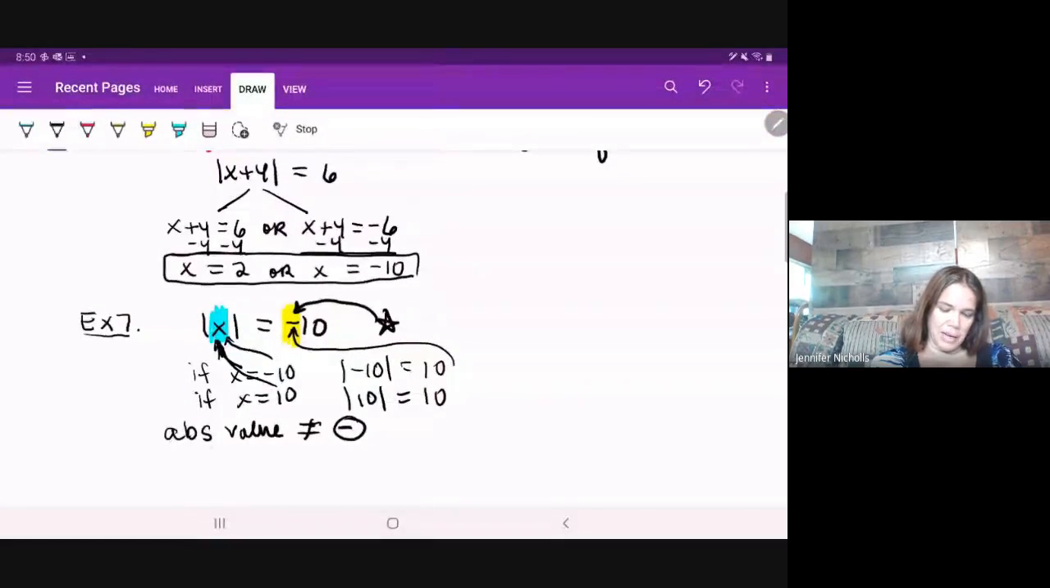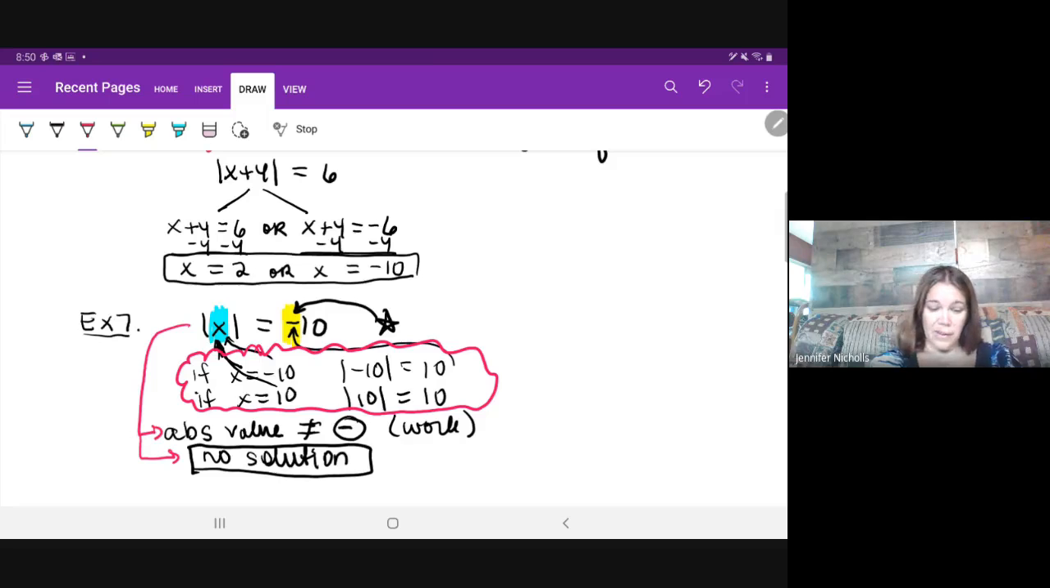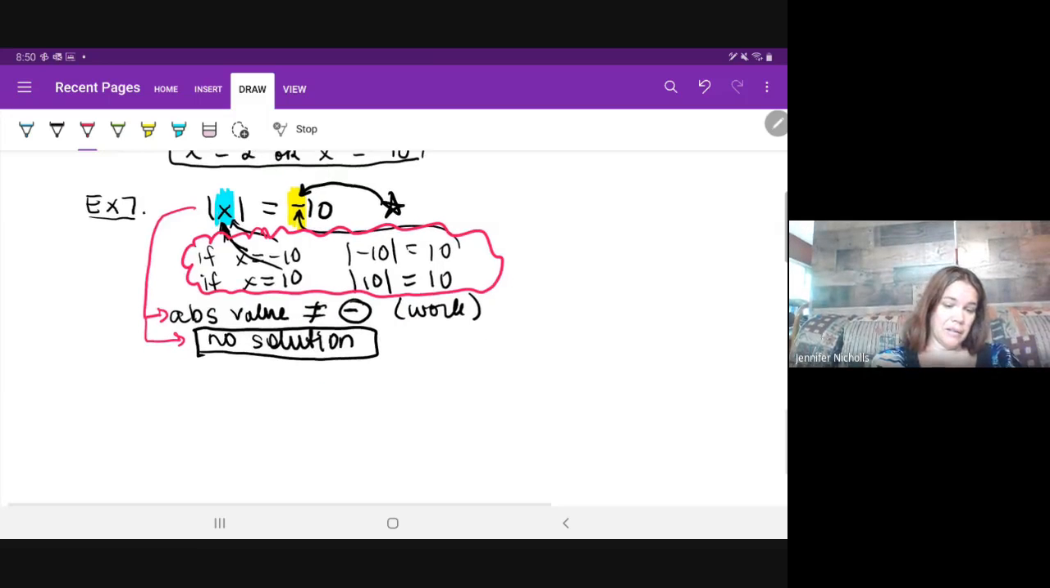Okay, so absolute values don't equal negative, so the answer is no solution. Okay, so no solution is the answer, and this is the work. This right here, let's put a little bubble around it. You don't have to write that in the homework. So you go directly to this, and then this. So that's like a mystery one. So the formula only works if there is a positive on the right side. So it's kind of interesting. I'll show you another one.